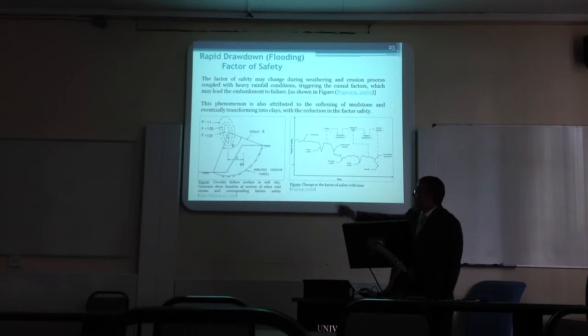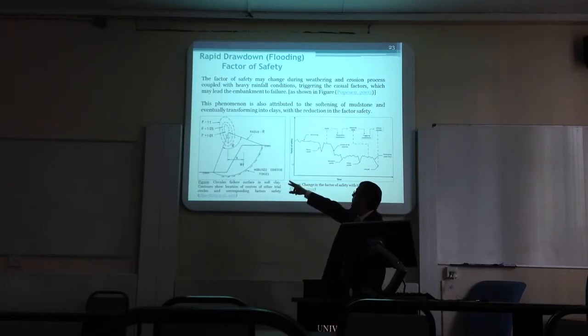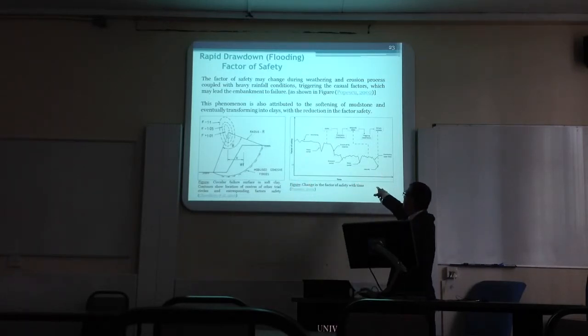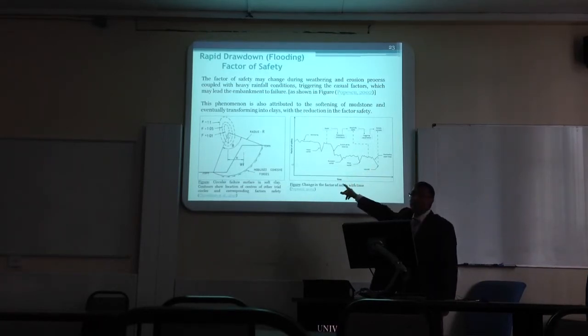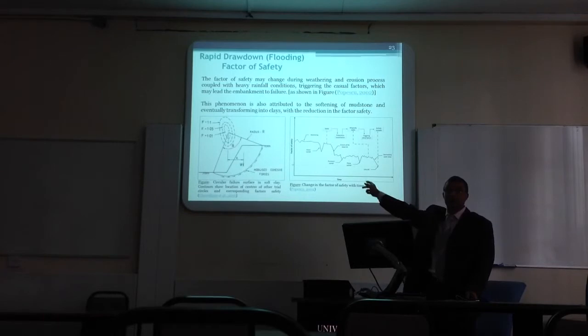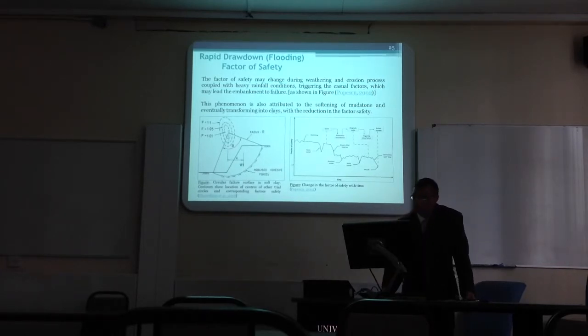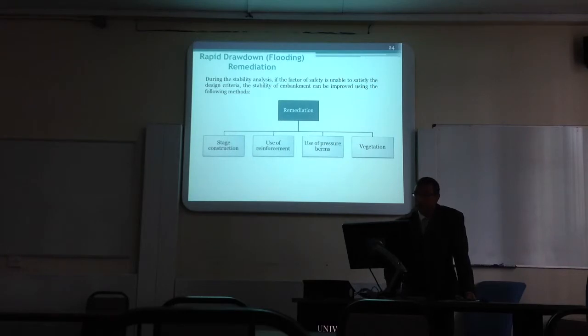In this figure, you can see that the factor of safety has been derived based on the mobilized forces on different slip circles. But then we need to take into consideration the change in factor of safety with time as the rainfall occurs, which is the softening of mudstone. As I mentioned, the mudstone will be converted to clay and the strength decreases.